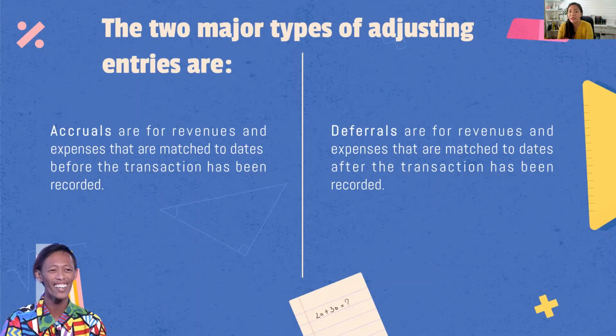So remember the difference. Accruals: before. Deferral: after. So what's the difference? Before, after. Accrual is before, after is deferral. The word defer means to postpone, so it's called after. The word before is to accrue, before the transaction. Okay, so these are the two types of adjusting entries.